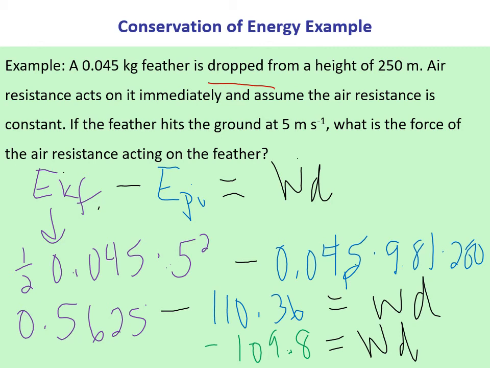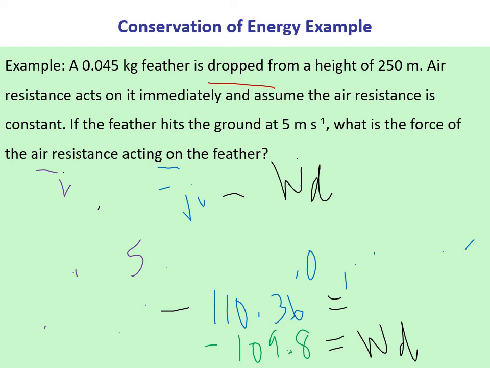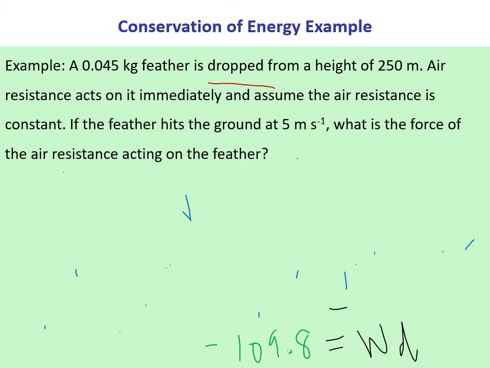So I need more space. I'm going to erase everything at the top, and let's get this force of air resistance, the force exerted by the air on this little feather. Okay, negative 109.8 joules is equal to the work done by the drag force, or by air resistance.